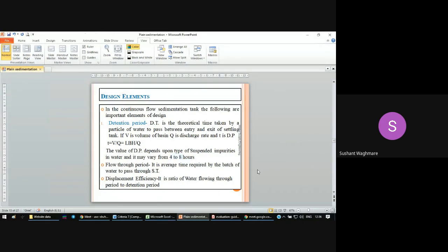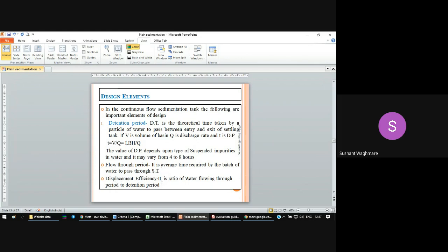4 to 8 hours. Now, next is the flow through period. It is the average time required by a batch to pass through a sedimentation tank. Once the detention period is over, we have to remove that water from the sedimentation tank. The time required to empty the sedimentation tank is called the flow through period.